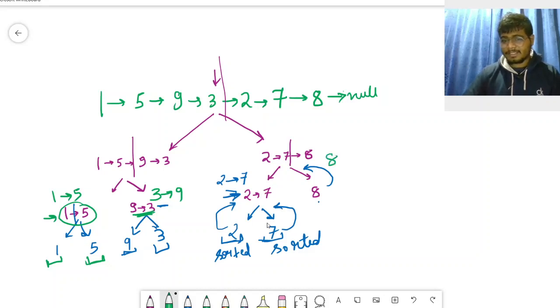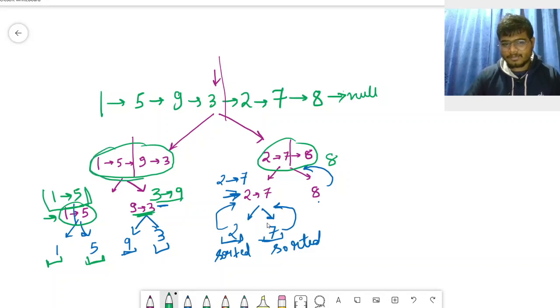Simple. Now this will call on this part, 3 and 9, and 1 and 5, saying that now this 1 and 5 will say that, hey, I have actually gone through all the functions. Okay, and now I am sorted. 1 and 5, I'm sorted; 3 and 9, I'm sorted. Now at this point, we'll try to merge this part of the linked list.